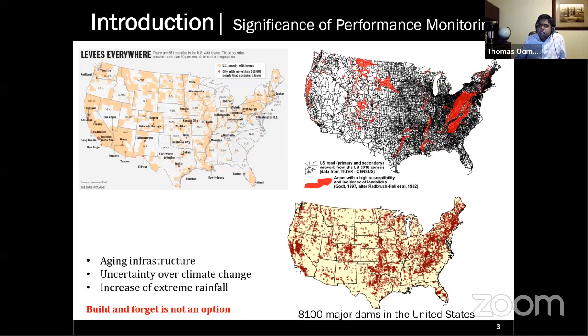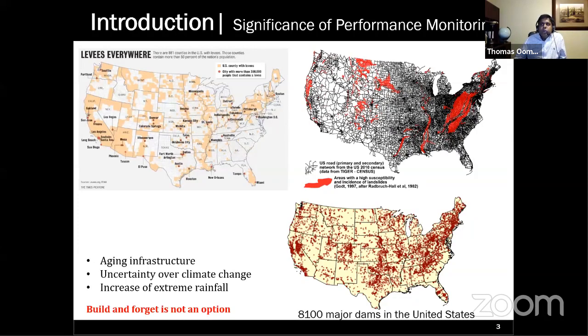I have three figures here, and let me explain them to you. The first one that I want to explain is the figure on the right top corner. The lines here represent the US road network, the primary and the secondary road network. And the red shadings represent the areas that have high susceptibility for landslides. And you can see here that there is a large portion of the US road network that is vulnerable to landslide hazards or ground movements.